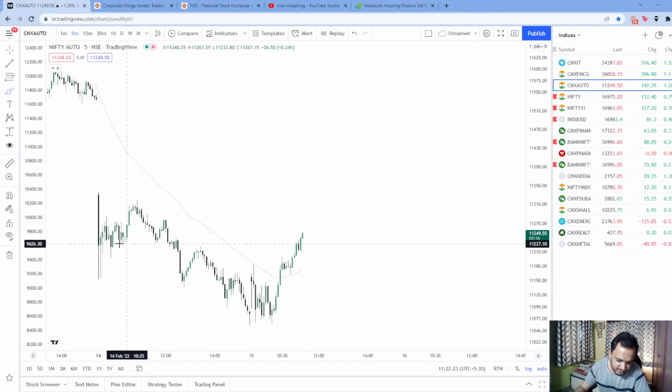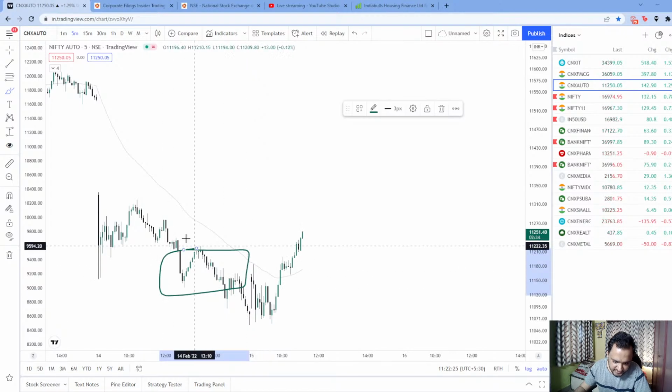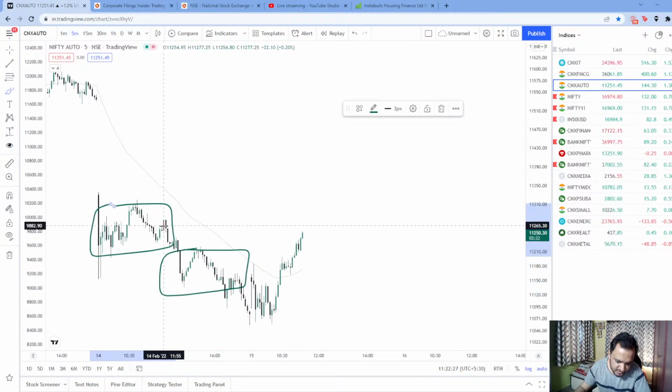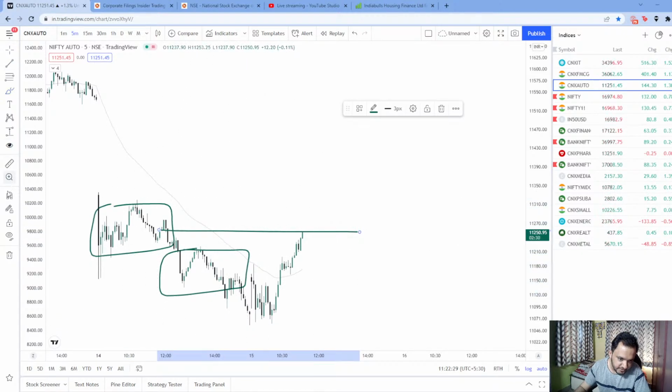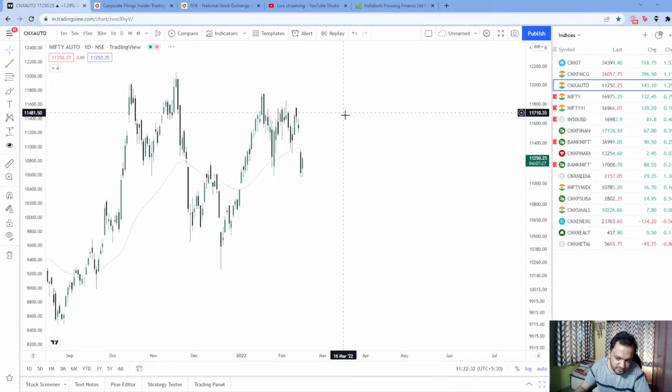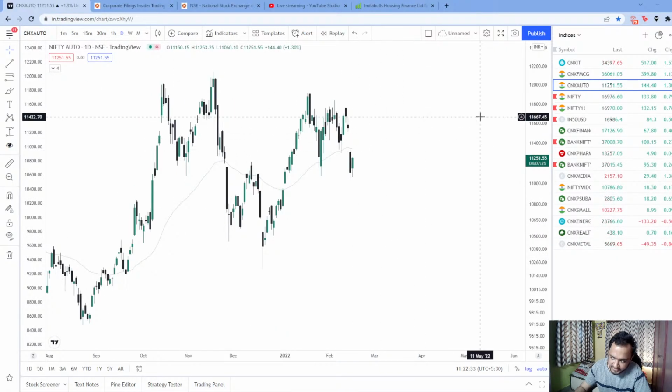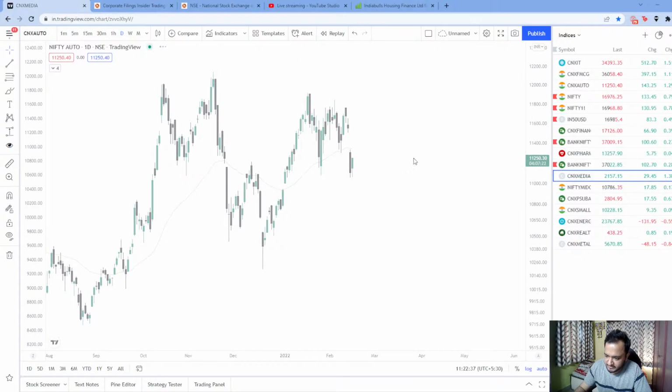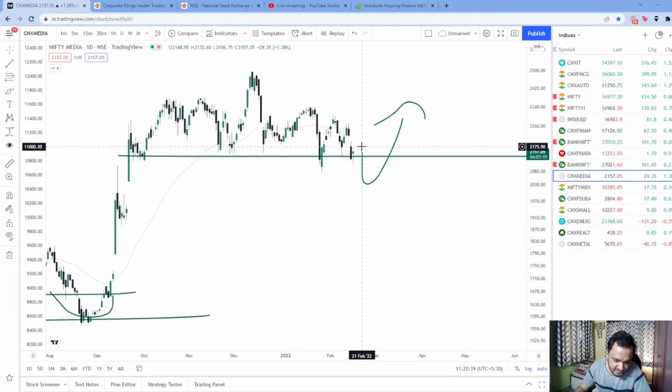Nifty Auto still below the previous day range. You can say that there's a range here, there's a range here as well. So I'll not take a trade in Nifty Auto right here. But Nifty Auto is again the strongest on the daily chart. So no surprises that this is leading the market right now in the high beta space. Nifty Media as well, again very strong. I've talked about this as well. Very, very strong.